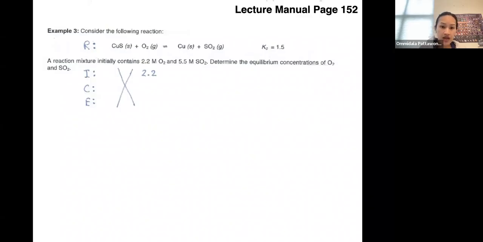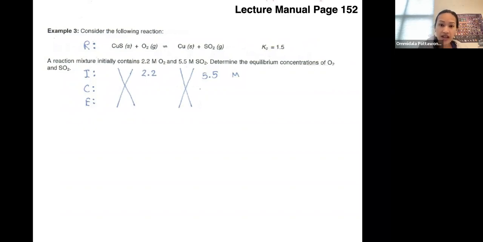The reason for that is that in this case, solids would not be included in the Kc expression. We are going to start the concentration of oxygen at 2.2 molar, and we are going to start with 5.5 molar of sulfur dioxide. Again, the concentrations have to be in units of molar. The next thing is to determine the change.